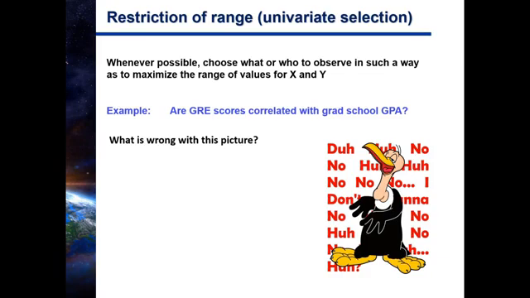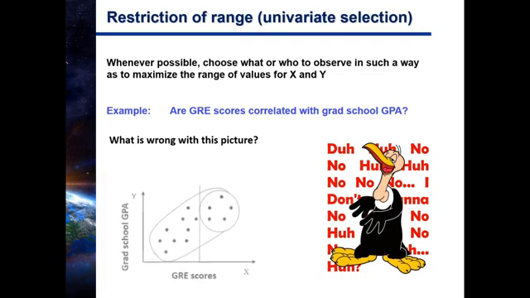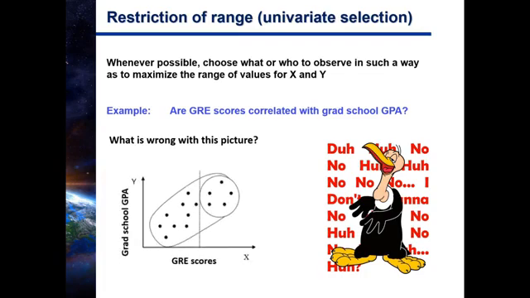So we have to now take a step back. Here's a little hint. Take a step back. What's wrong with this picture? You might think it should make sense, right? The higher your GRE score, the better your GPA in graduate school. Why aren't we seeing this? Take a step back. Zoom out, right? What we're seeing is a problem with restriction of range.